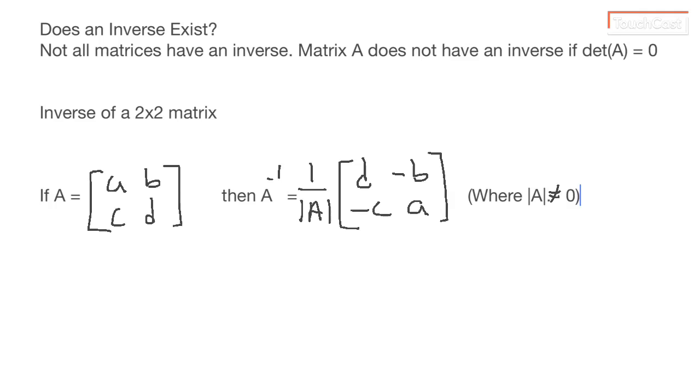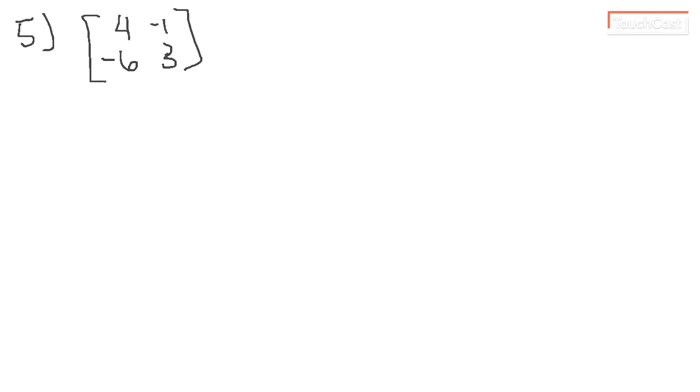So of the remaining examples, if you're using your note packet, we're just going to look at the first 3. And I think that should be plenty. So example 5. We want to find the inverse of this matrix, but we do need to find the determinant first. So the determinant of this matrix, we're just going to call it A for now. We go 4 times 3 is 12 minus B times C. Negative 6 times negative 1 is 6. So our determinant is 6.